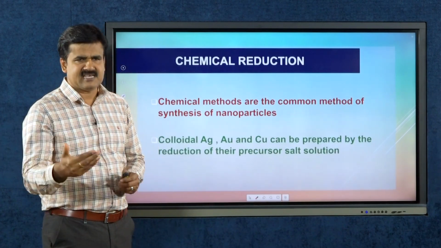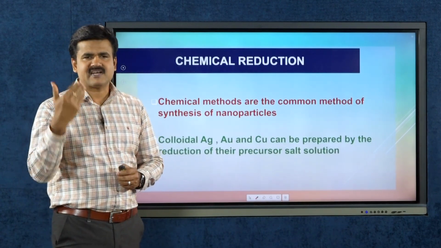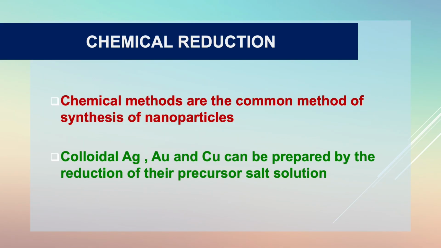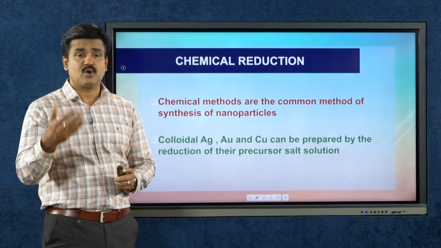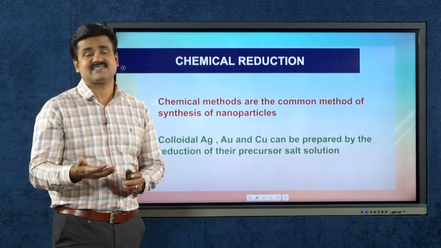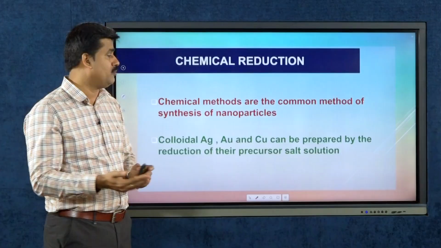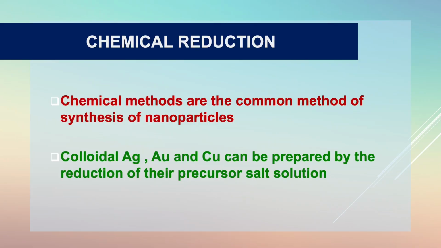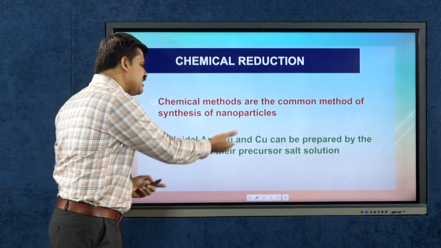In the chemical reduction method, colloidal silver, gold, copper, etc., that means nano silver, nano gold, nano copper, etc., can be prepared by the reduction of their precursor salt solution. What do you mean by the term precursor salt solution?